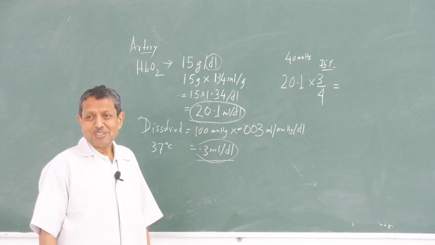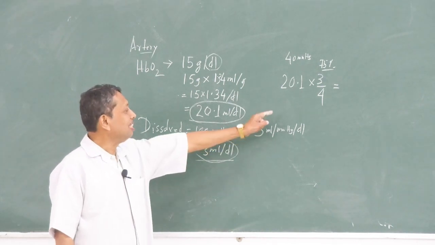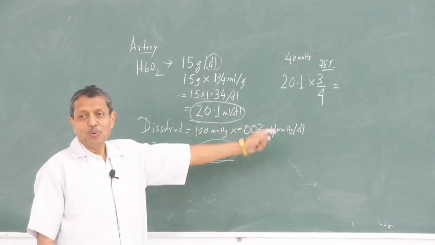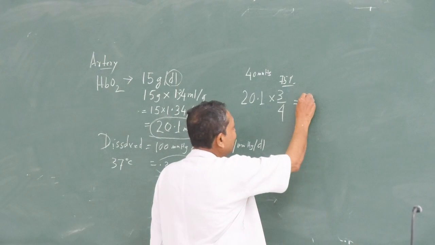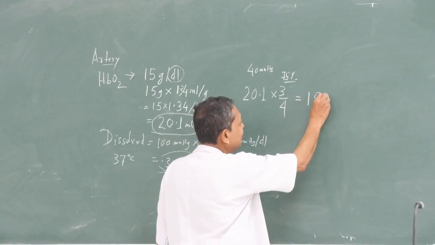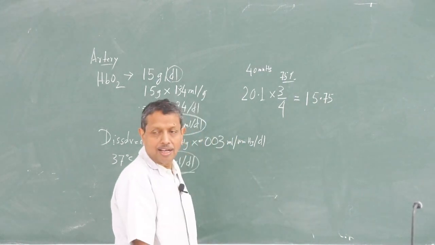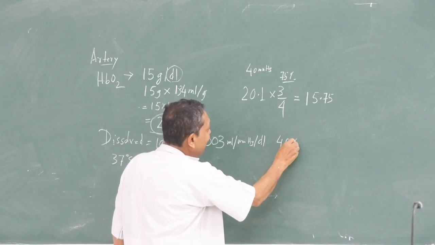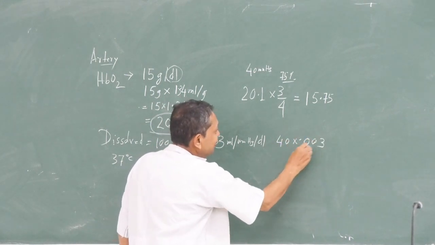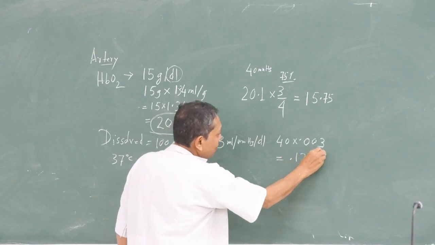বুঝা গেছে? 75% স্যাচুরেটেড, 3/4 এটা গুণ করলে এটা কত হয়, 15 এর কাছাকাছি হয় না? দেখো তো কত হয়। এটা বলো কত। 15.75, এরকম ভালো পাওয়া গেছে। আর ডিজলভ ফর্মে কত থাকবে, 40 multiplied by 0.003, 0.12 ml per deciliter.